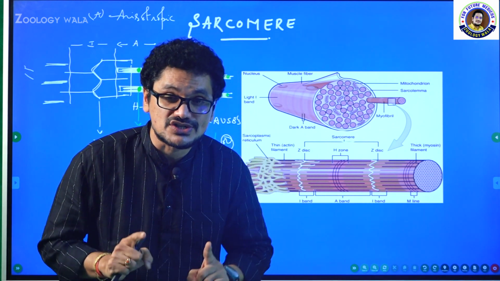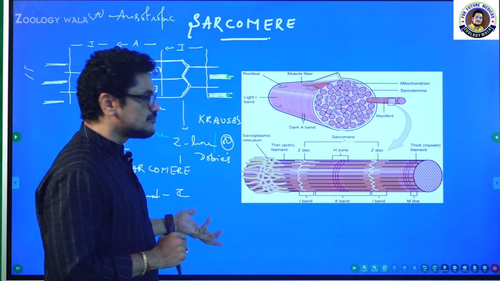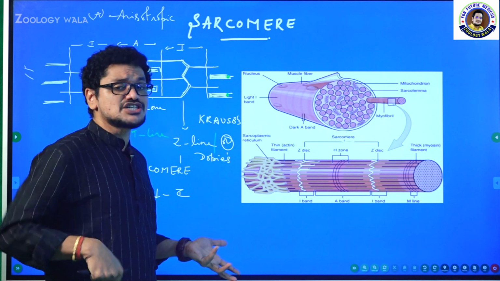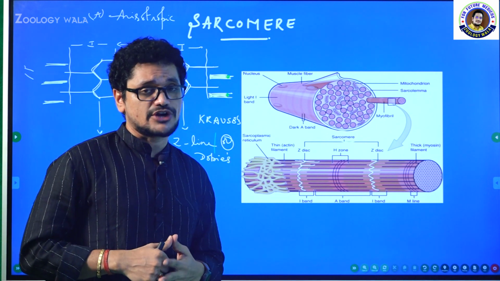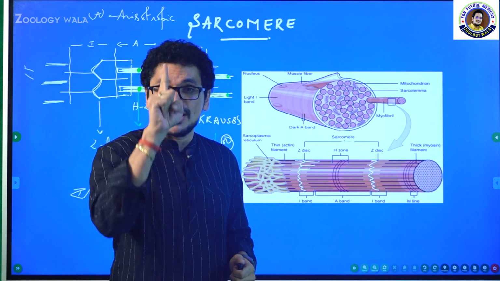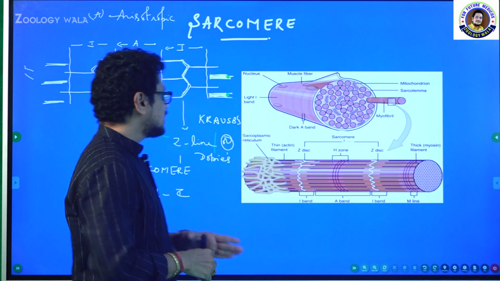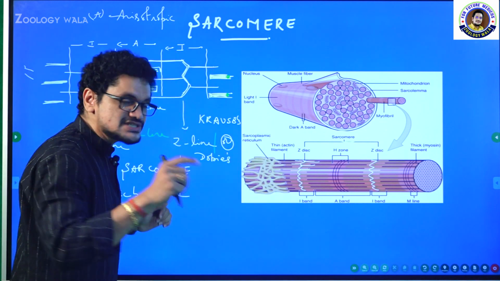And now we are going to study the structure of the sarcomere. Just now we have seen very important aspects of the sarcomere. You may ask me, sir, why do we have to study the structure of the sarcomere? In order to understand the mechanism of muscle contraction, we are going to consider only the sarcomere. So the sarcomere contains all the components.